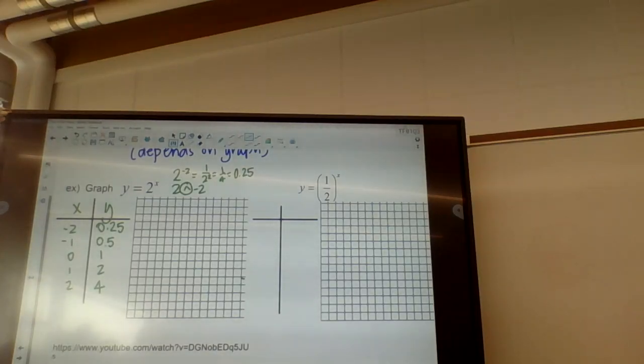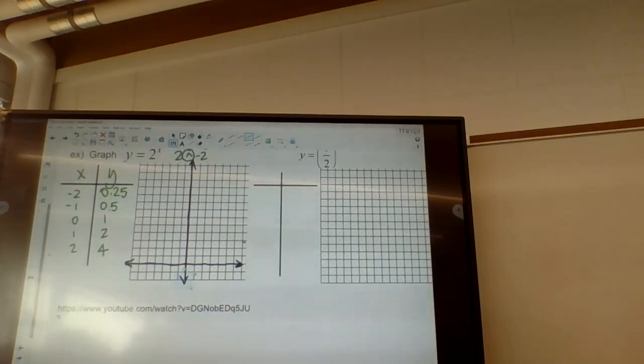Now notice the graphs don't have a normal XY axis. I'm going to put the axis down the center, and then it's kind of low over here. The reason I'm doing that is because I know I have to go to -2, and then 0.25 is going to be really low, almost at 0, so really small down there. -1 and a half, 0 and 1, 1 and 2, 2 and 4.